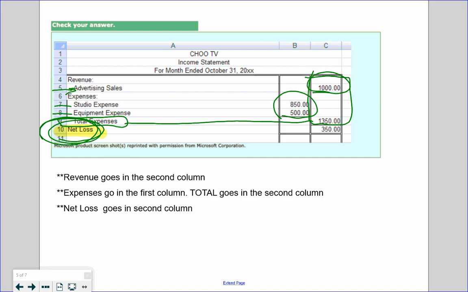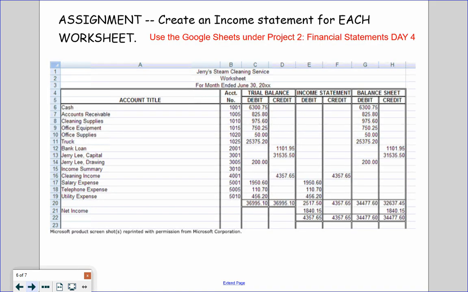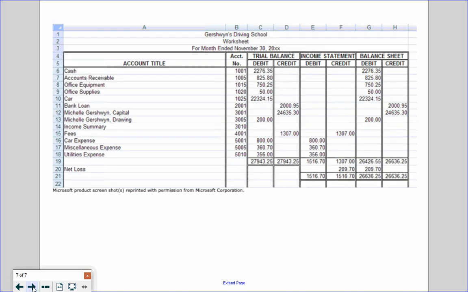Okay? So all you're going to do for me, short and sweet, is you're going to do two of these. So again, these are the numbers that you're working with. You're going to put those onto a general journal. And then there's another one. Here's the numbers you're going to be working with. You put those onto the general journal. Okay? So it's a short little assignment.